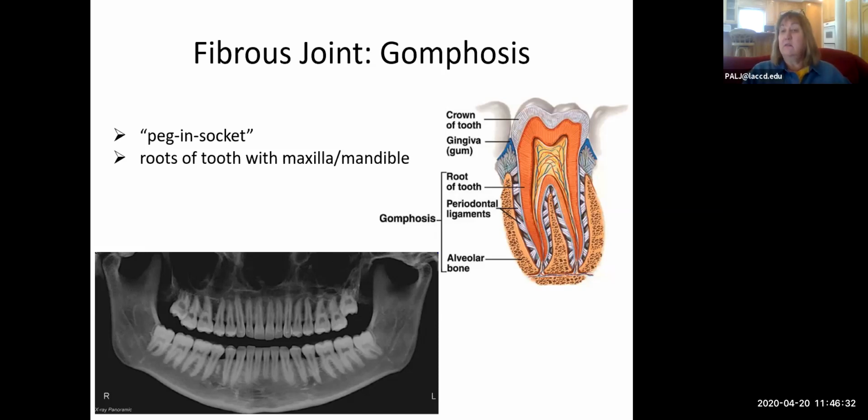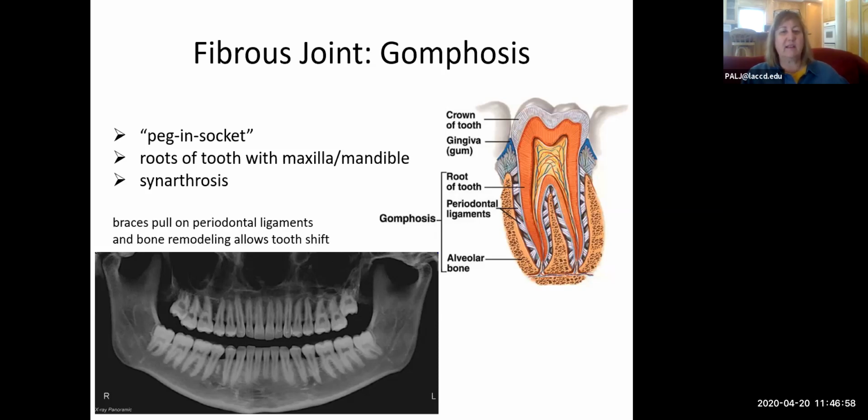And they are hopefully holding your teeth in place. So is a gomphosis going to be freely movable, immovable, or slightly movable? Yeah, none of us want our teeth to move. So it's definitely a synarthrotic joint. All right, so with that, we are done with the fibrous joint and its 3 subtypes. What's the second type of joint called? That's right, cartilaginous. So that's where we're going next.